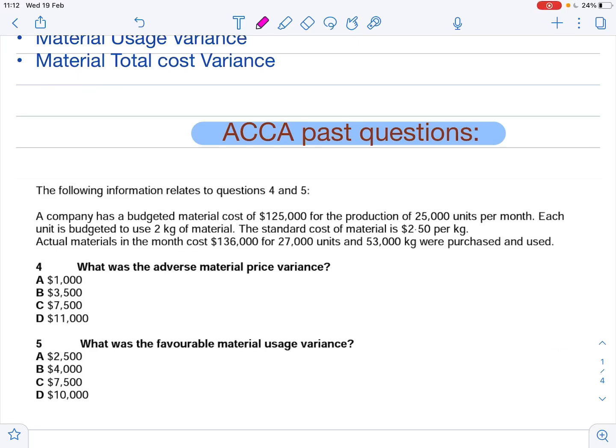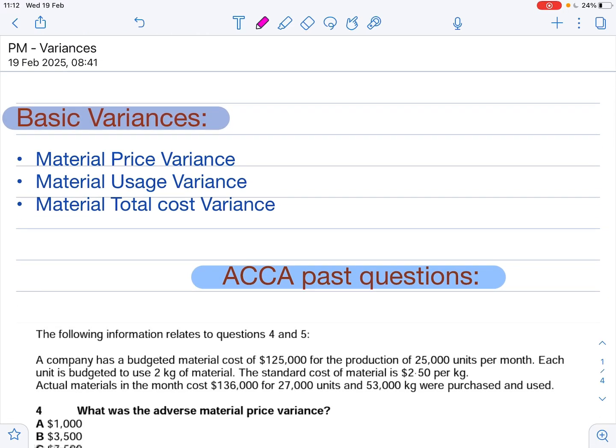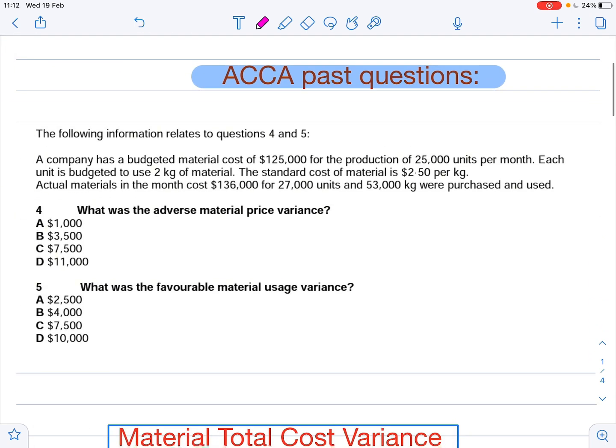All right, so I have two past questions of ACCA, and the questions are what you can see on the screen. So, the first question, that happens to be question number 4 here, is asking us for the adverse material price variance. So, if we can check it out. So it's saying, what was the adverse material price variance?